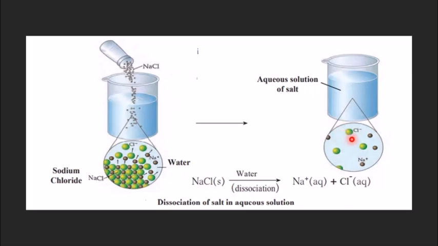So if you see, Cl is separated and it is surrounded by water. The Na is separated and it is surrounded by water. So all the molecules of Na and Cl break and the water is pushed into it. This is called the formation of aqueous solution, or you can say dissociation of the salt in the aqueous solution.